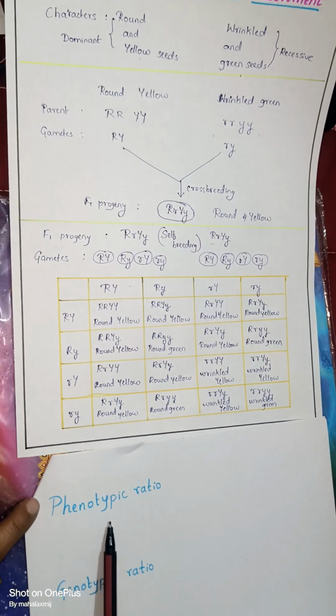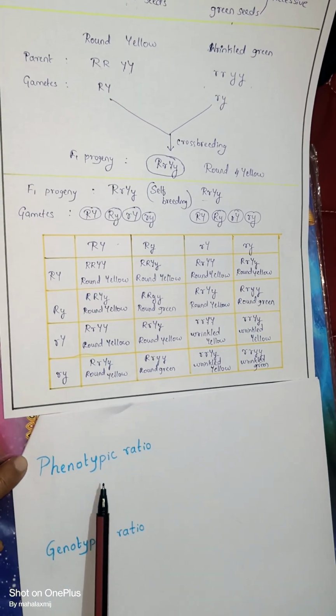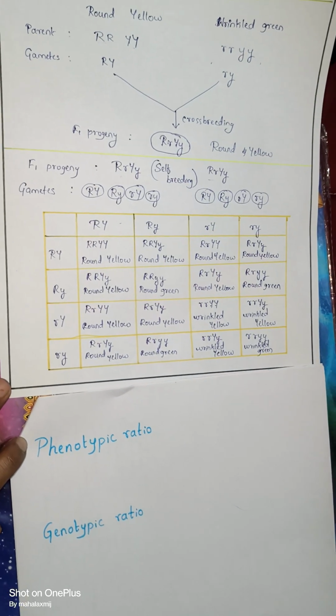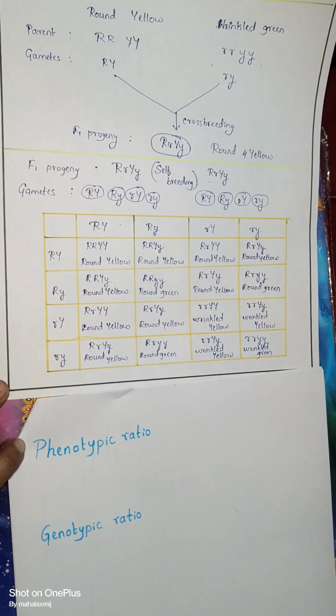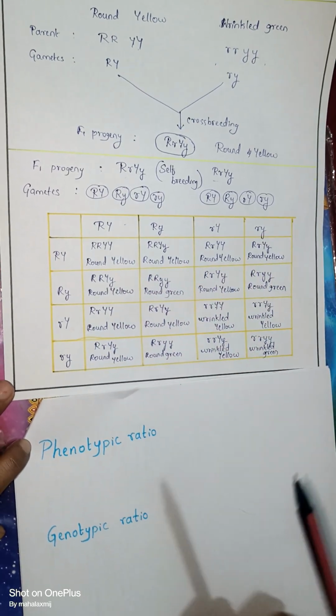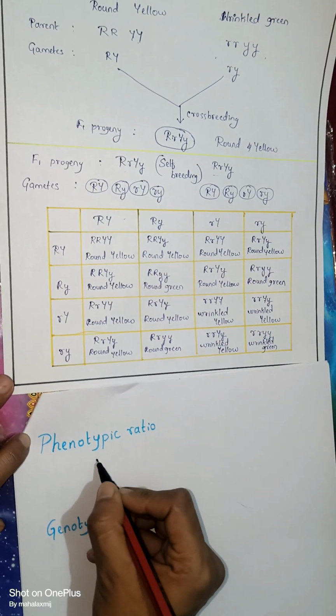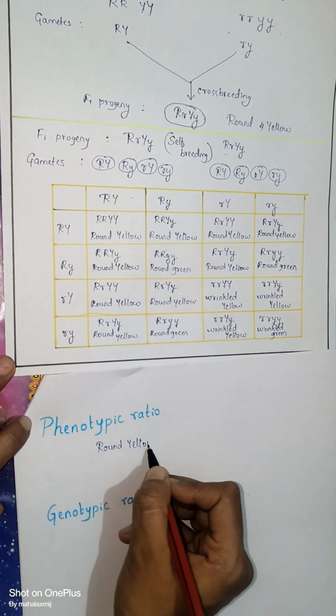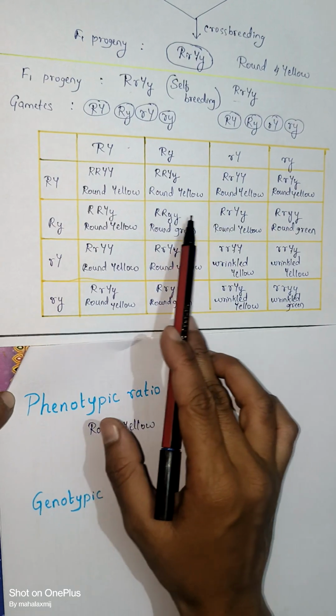Now for the phenotypic ratio. Phenotypic means the appearance, how they are looking. So what different kinds of phenotypes are we having here? First one is round yellow, round yellow, round yellow, round yellow. So everywhere we are having round yellow. Then next where it is changed, round green.